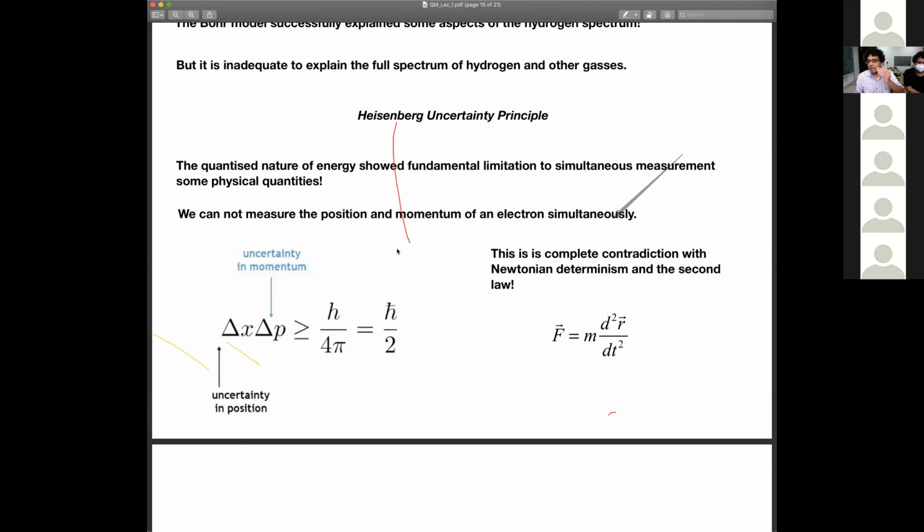This is a fundamental limit that nature imposes on you that you cannot possibly surpass, which is completely at odds with the classical understanding of what an electron is. For example, in classical mechanics I can always measure how fast an electron is moving and where it is simultaneously accurately, but quantum mechanics says no, you cannot.